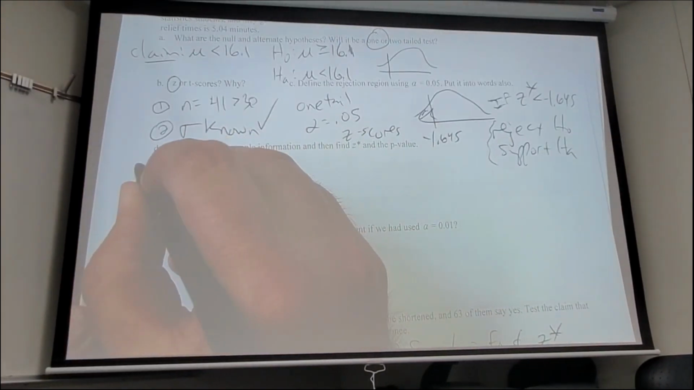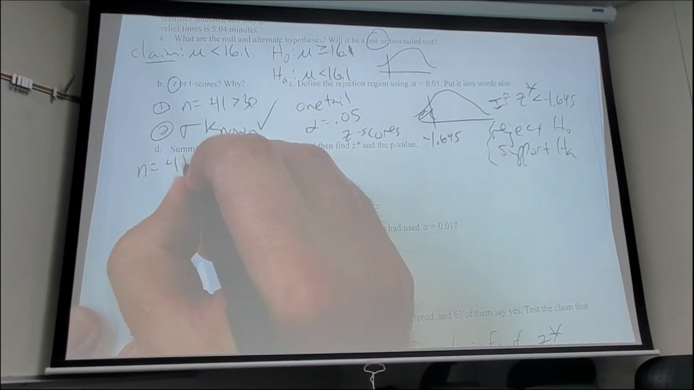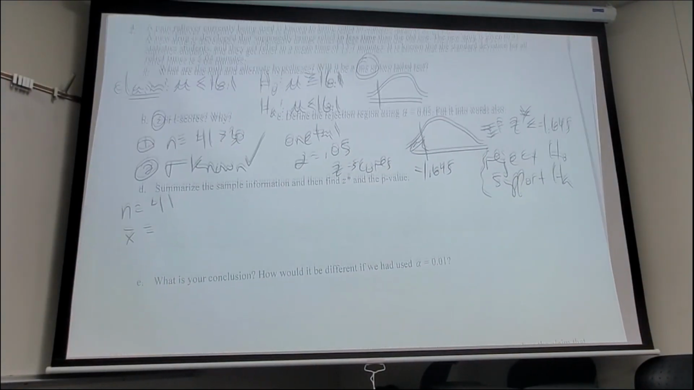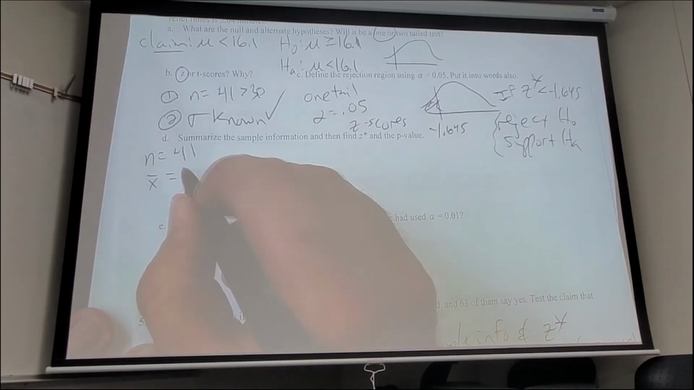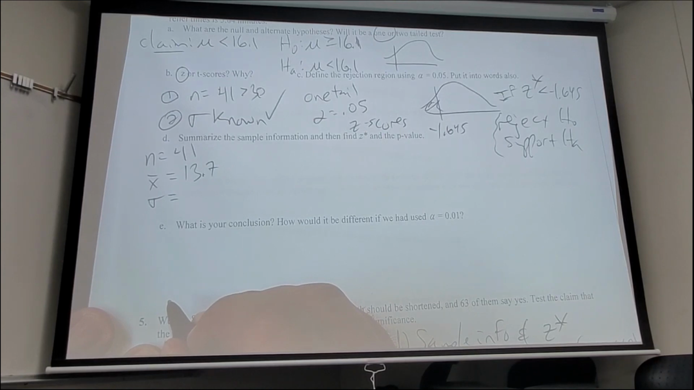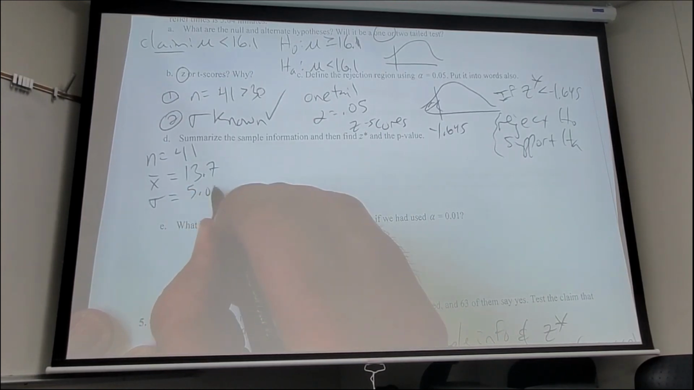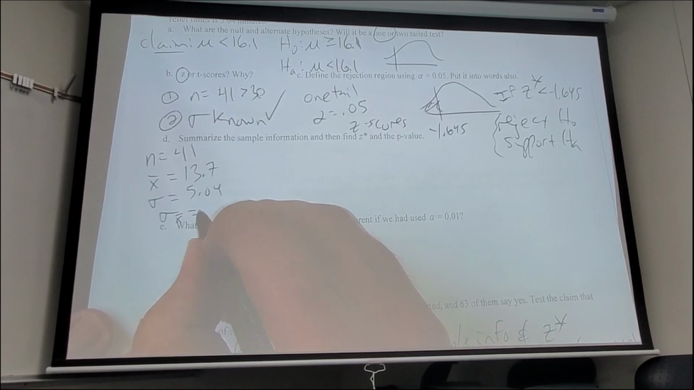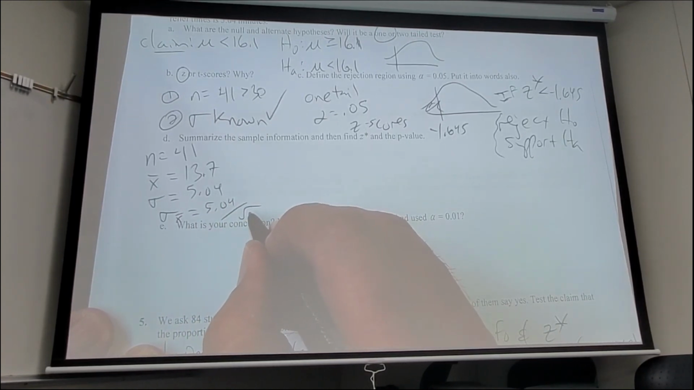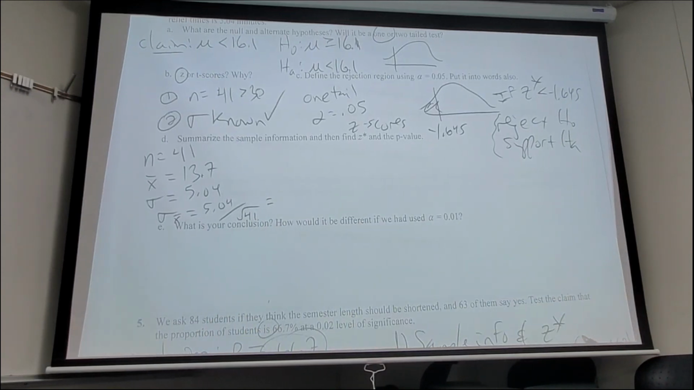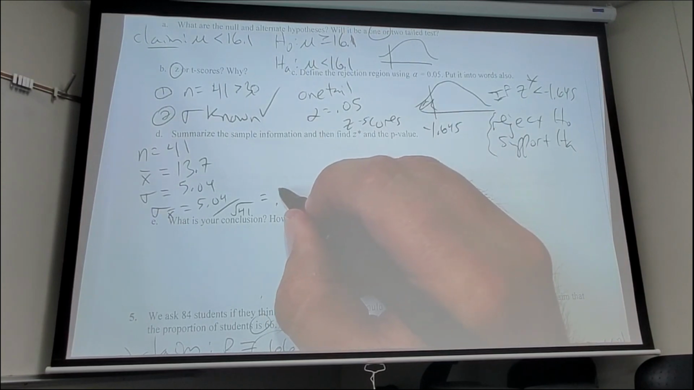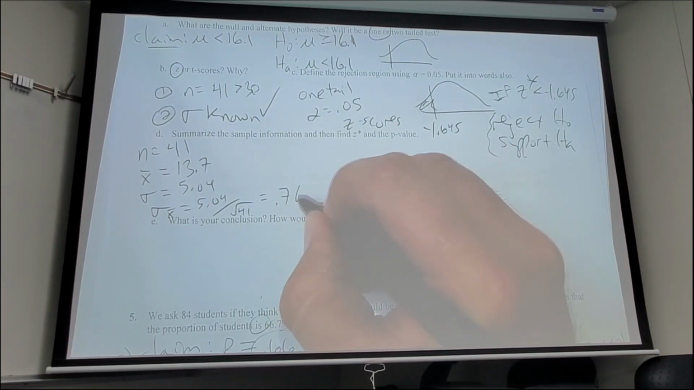So let's see. What do we know from the sample? N is 41. What's X bar? 13.7. What's sigma? 5.04. So what's the new sigma? So 5.04 divided by the square root of 41, right? Sigma over square root of n. What did you say that was? 0.7871. Yeah. Okay.